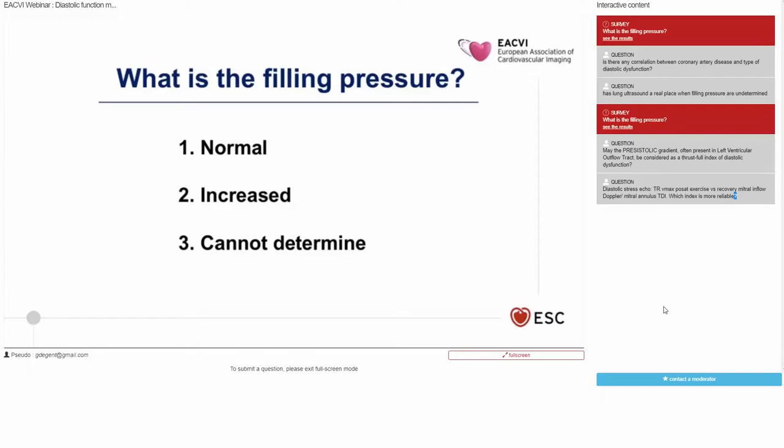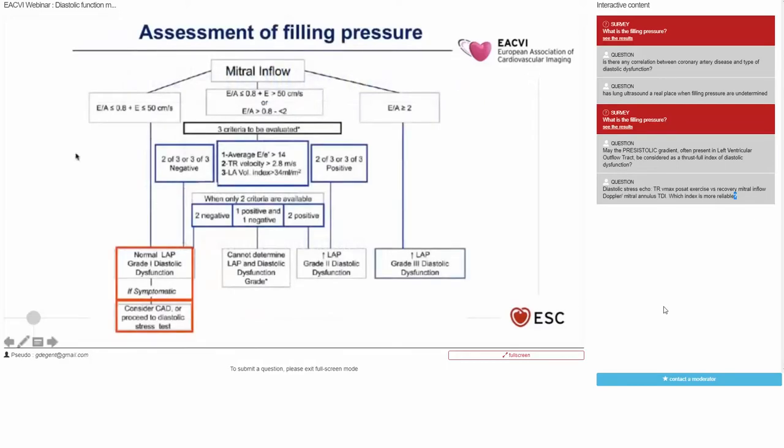Now to the question, what is the filling pressure? 36% said normal, 48% said increased, and 17% answered cannot determine. Okay, here the answer is a bit more tricky. So of course, if you go by this, you can say that in the data that I've showed you, the left atrial pressure is normal and grade one diastolic dysfunction can be diagnosed because we are in this level.